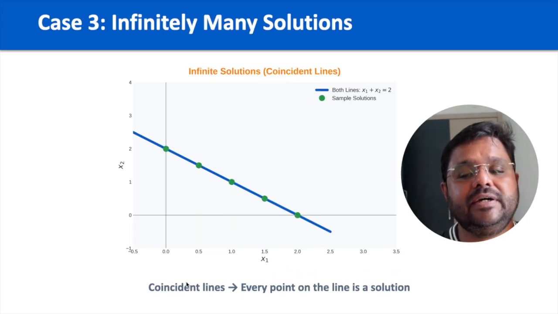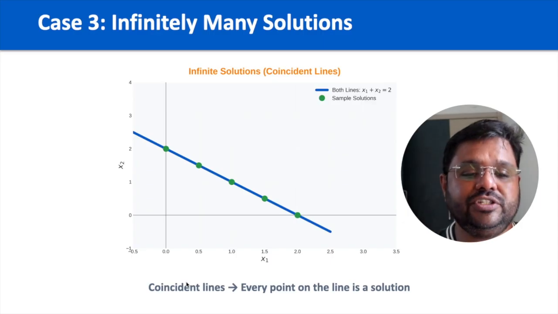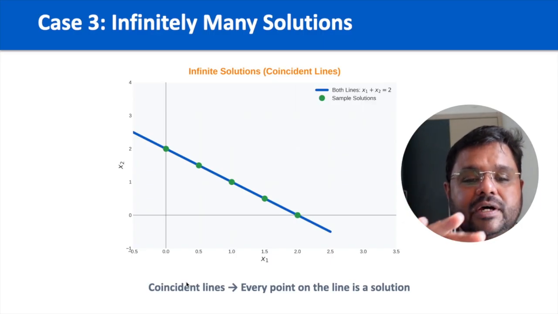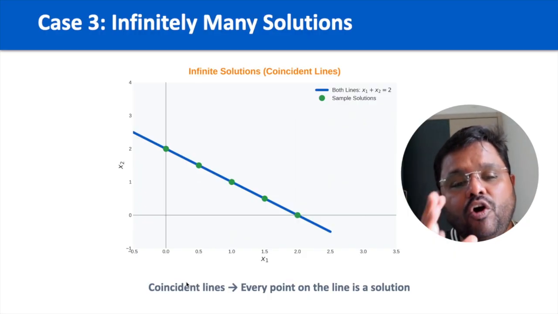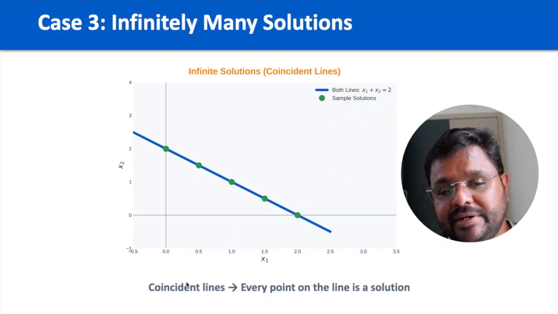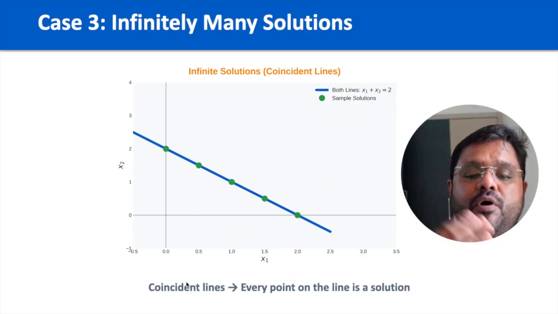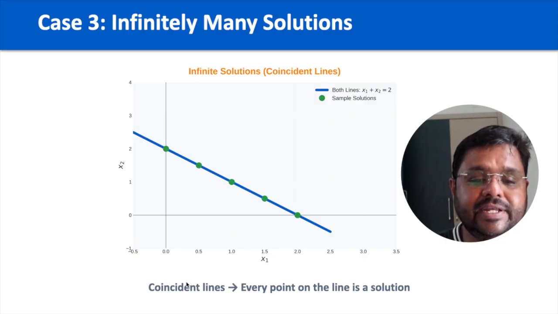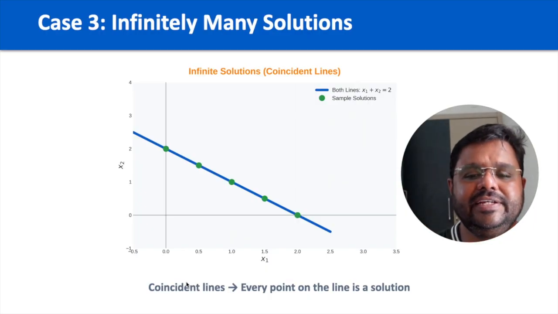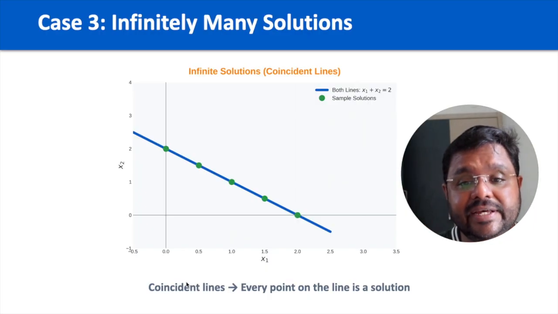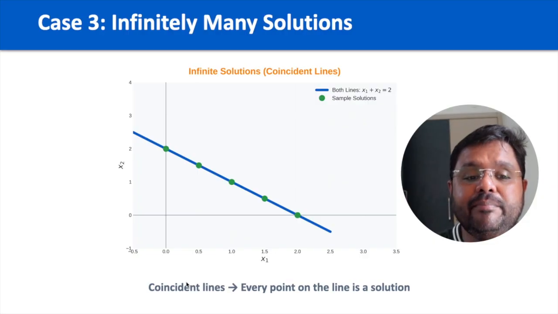Now comes the case where there are infinitely many solutions. Here one line is on the other line. The two lines are the same. So some of the points are marked with green dots, but all the points are what? Solutions. That is, there is an infinite number of solutions. They are coincident lines. Every point on the line is a solution.